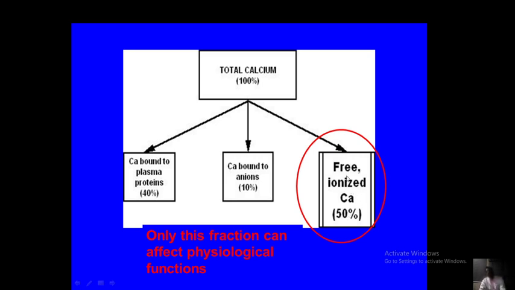Okay, so how do you estimate the free form of the calcium? By what principle? Potentiometry. You do an electrolyte test using the principle of potentiometry. There are some machines, ECL and AVL machines, that estimate free or ionized calcium.